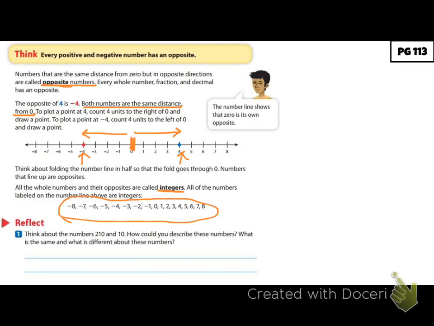So let's reflect. Think about the numbers 210 and 10. How could you describe these numbers? What is the same and what is different about these numbers? Well, if we look at them, do they have a sign in front of them? If they don't have a sign in front of them, that means we consider them positive numbers. So we can say that they are both positive numbers.